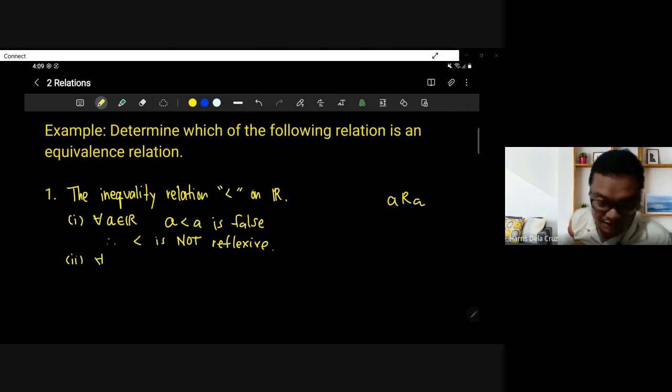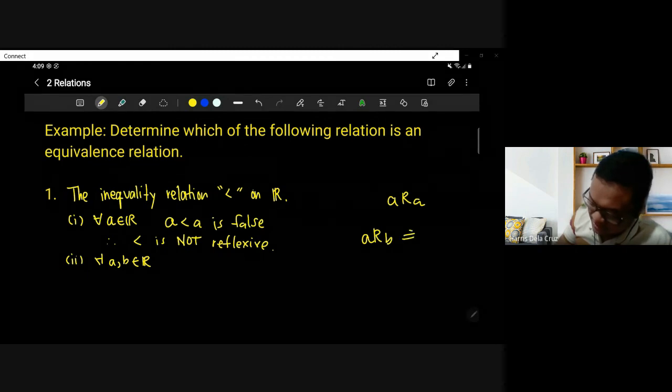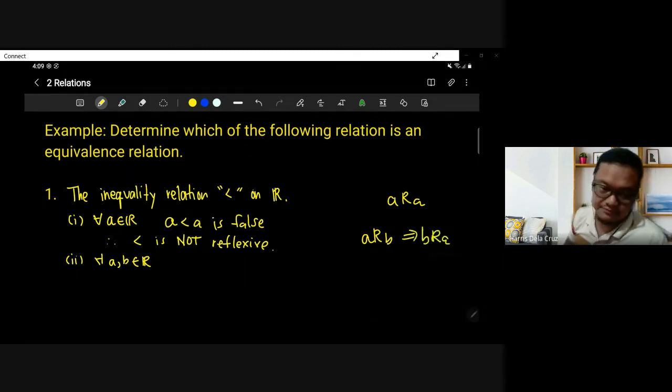So, pag symmetric, if you want to show na a relation is symmetric, get two elements of the set. So, let A and B be real numbers. Ano gusto mong pakita? Ang gusto mong pakita, pag meron kang A related to B, dapat si B related din kay A. Tama? Yan yung gusto mong pakita. Okay. So, for every A, B such that A is less than B.